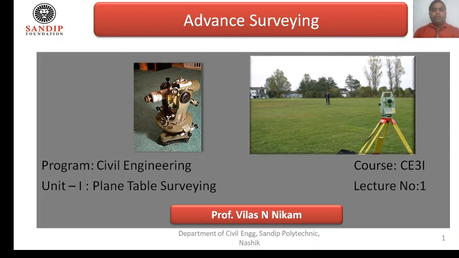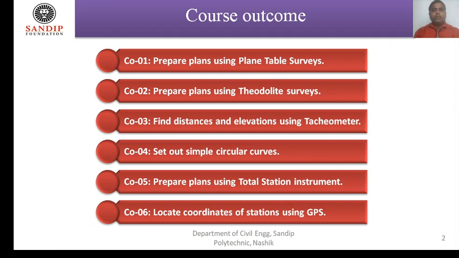Now we will see first course outcome. So course outcome 1 is prepare a plan using plane table surveys. Course outcome 2, prepare a plan using theodolite surveys. Course outcome 3, find distances and elevation using tachometer.